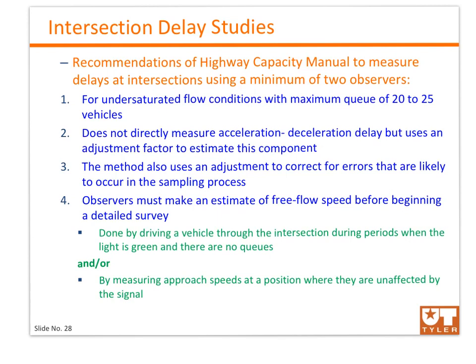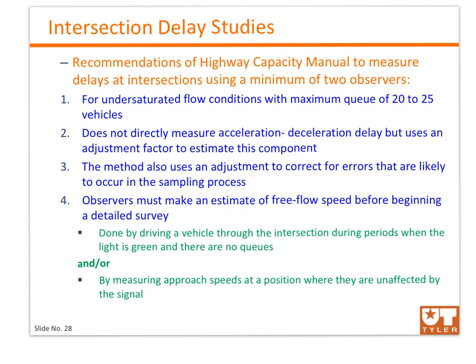Now we move to another aspect in this chapter, which is the intersection delay studies. There are several recommendations coming from the Highway Capacity Manual to measure delays at intersections using a minimum of 2 observers. Why? First, for unsaturated flow conditions with a maximum queue of 20 to 25 vehicles. Once I start to see accumulation of more than 20 or 25 vehicles, we have to have a minimum of 2 observers.